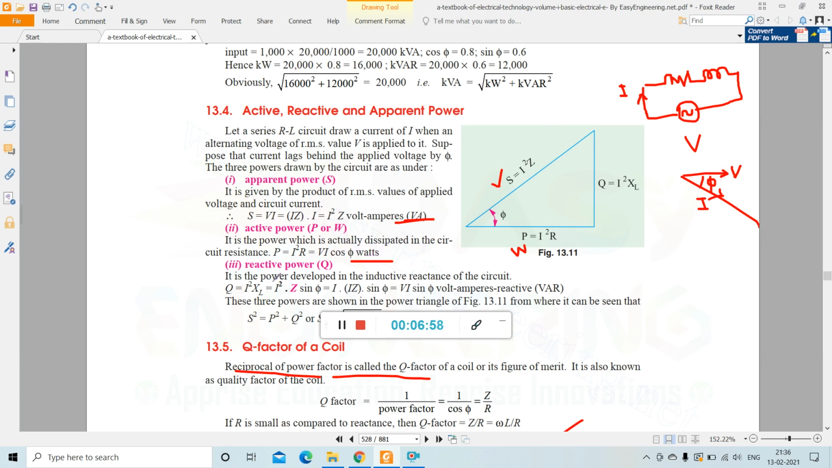And the next one is the reactive power, represented by Q. The power developed in the inductive reactance of the circuit is the reactive power. Q is equal to I square XL, that is equal to I square Z sin phi, that is equal to I into IZ into sin phi, that is equal to VI sin phi. The unit is volt ampere reactive.